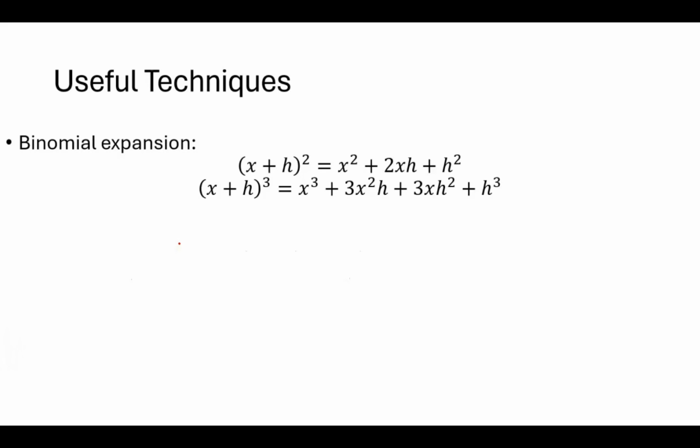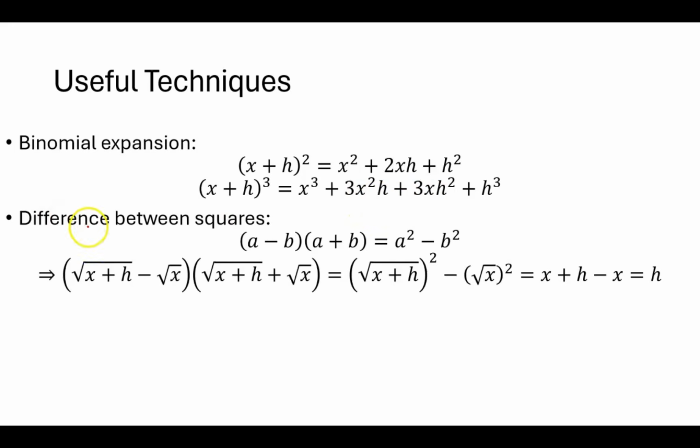And as to how to expand the f of x plus h, there are some useful techniques that you should know. The first one is binomial expansion. So if you see x plus h squared, then you can basically expand it this way. You expand it into x squared plus 2 times xh plus h squared. This is just the standard binomial expansion for square. And you can also do it for cube. The formula is out here. You can just copy this down into your help notes.